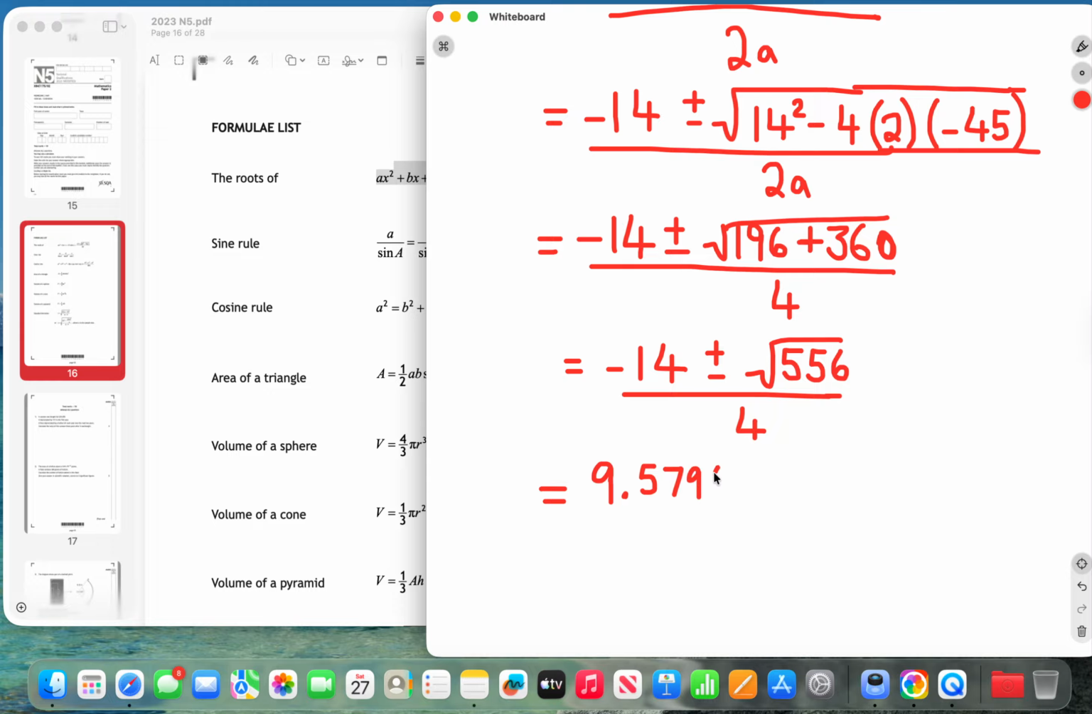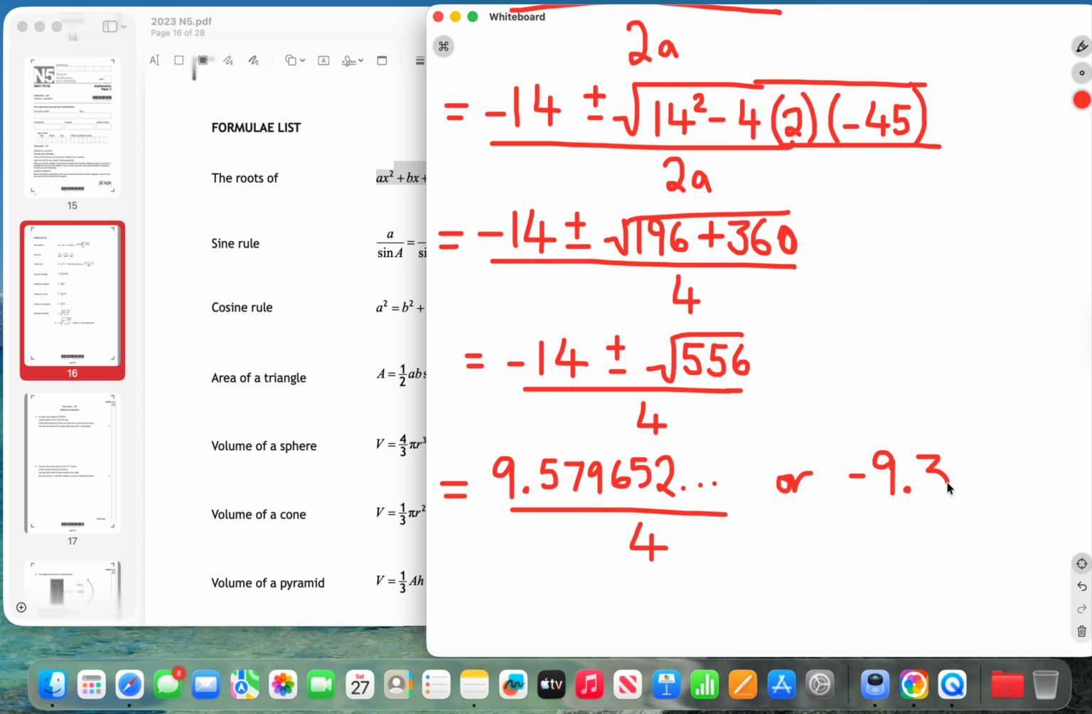9.579652, all divided by 4. Or if we take the negative solution of root 556, you get minus 9.394913, all divided by 4.